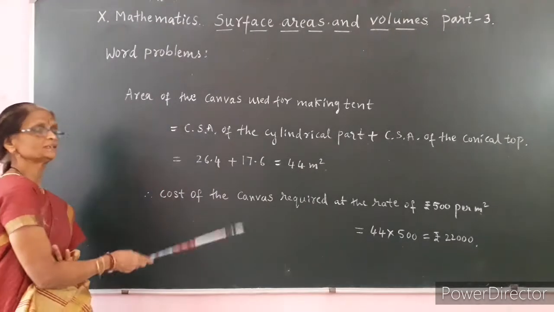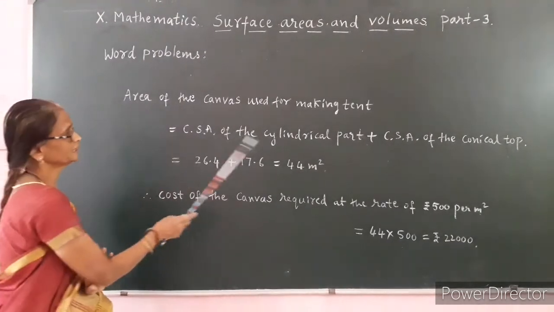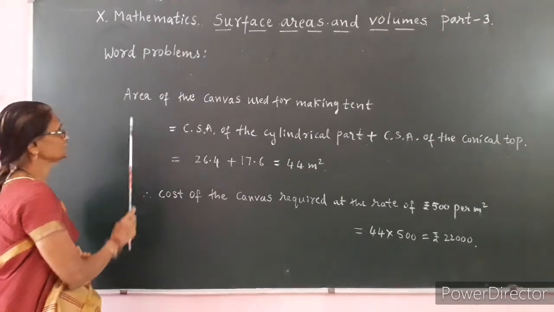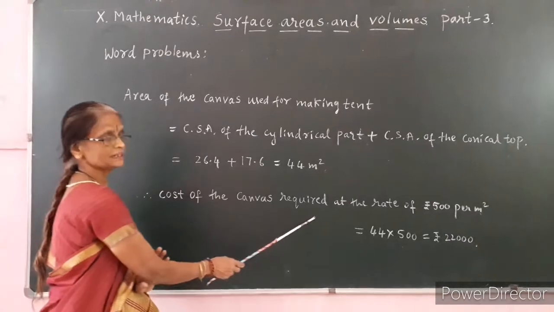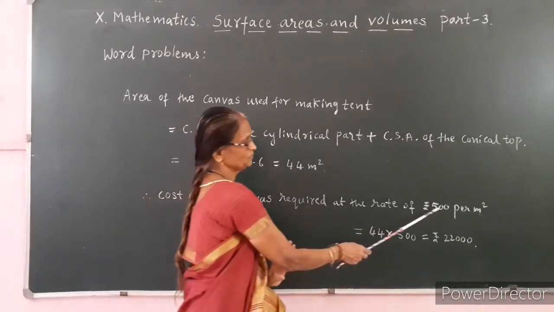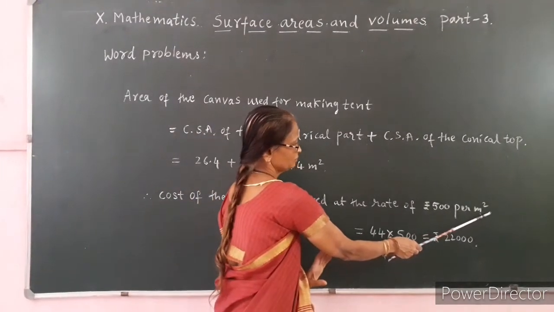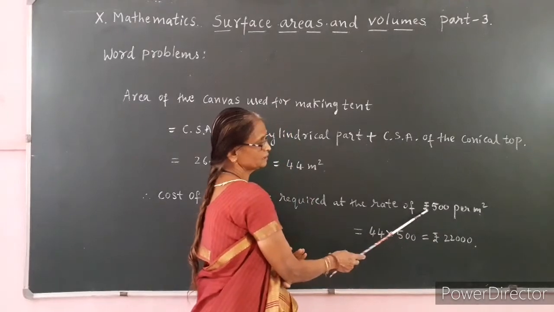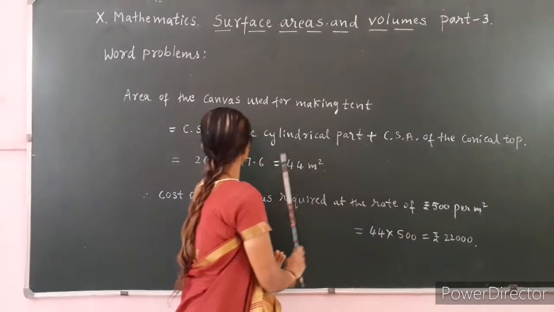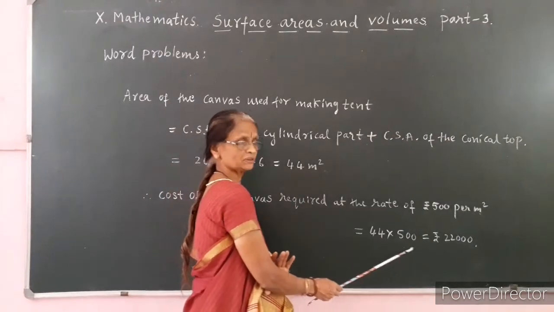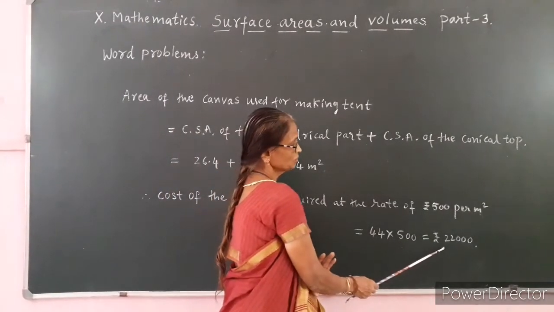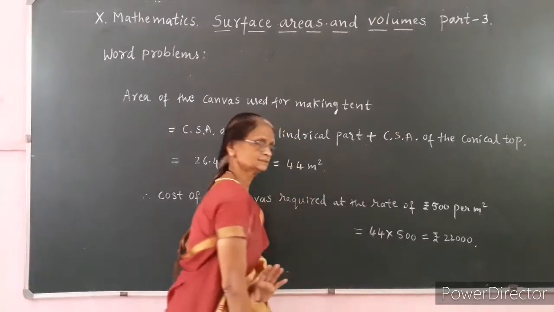We have to add up the two CSAs of the cylinder and conical top, which gives the area of the canvas. Therefore, cost of the canvas required at the rate of rupee 500 per meter square. Per meter square is spent at rupee 500. So, what is the value of the 44 meter square? That equals 44 into 500, which gives rupee 22,000.